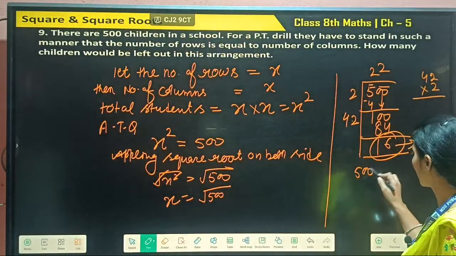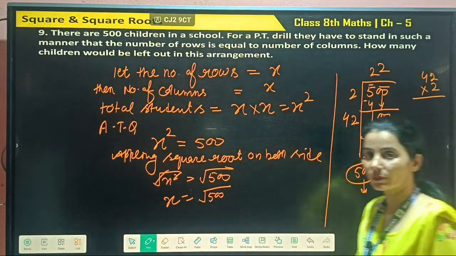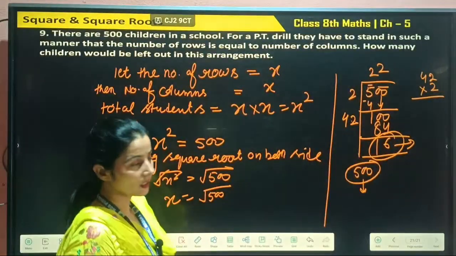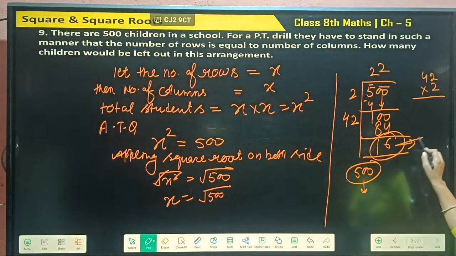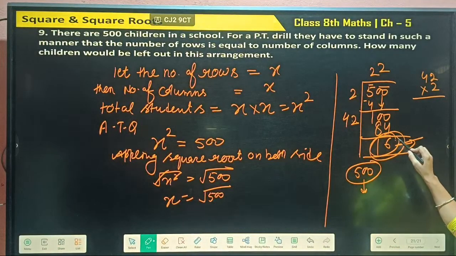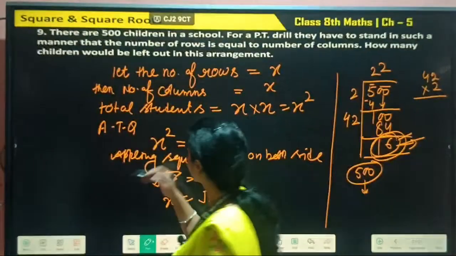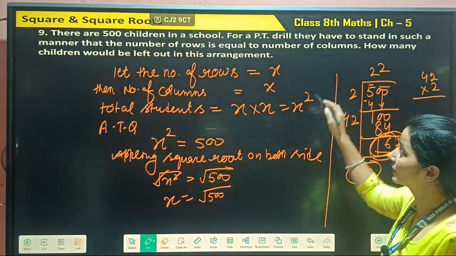These 500 students we have to arrange in such a way that the number of columns will be equal to the number of rows. After arranging all students in such a way, according to our given condition, we got remainder 16. These 16 students will be left out from this arrangement.